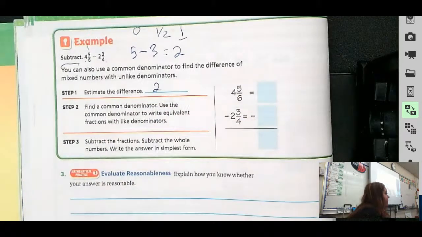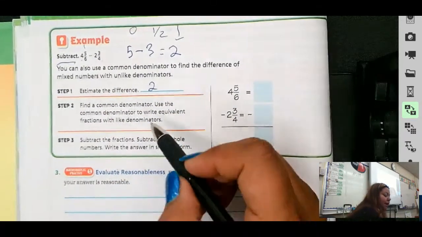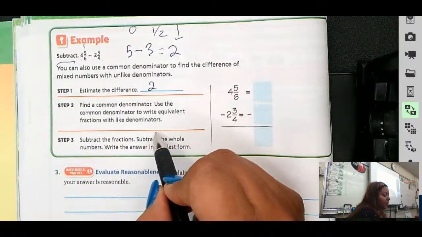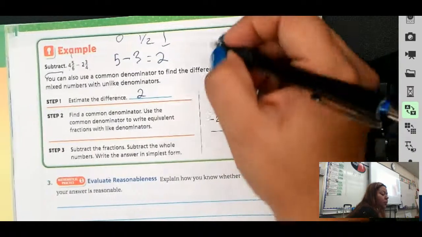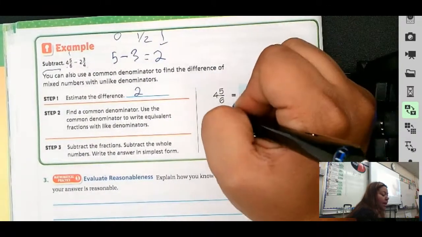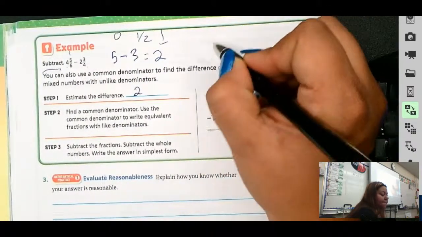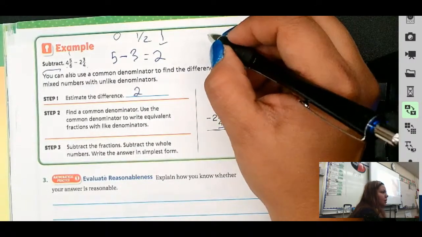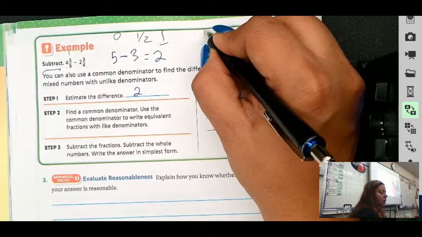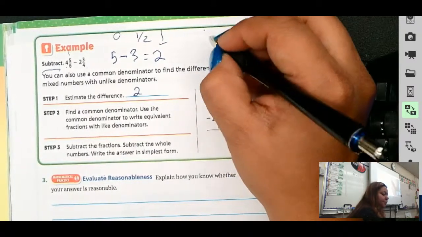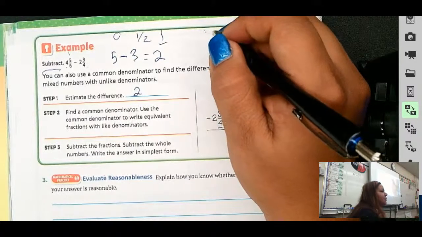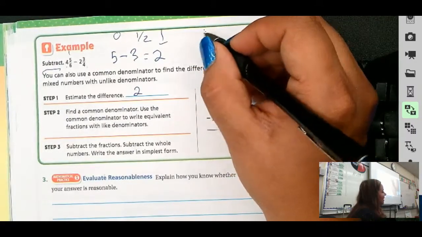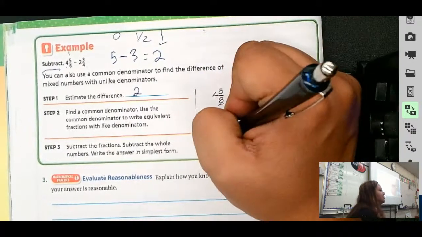All right. Step number 2. Find a common denominator. Use a common denominator to write equivalent fractions with like denominators. So we want to find that common denominator, and we find the least common multiple by writing the multiples. Multiples of 6 and multiples of 4.